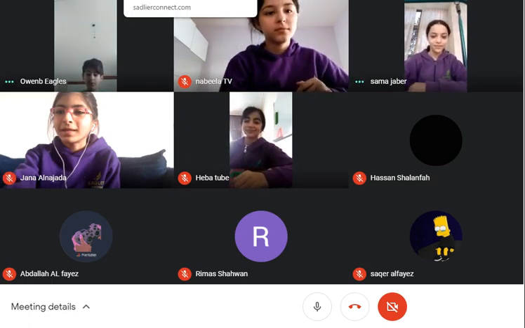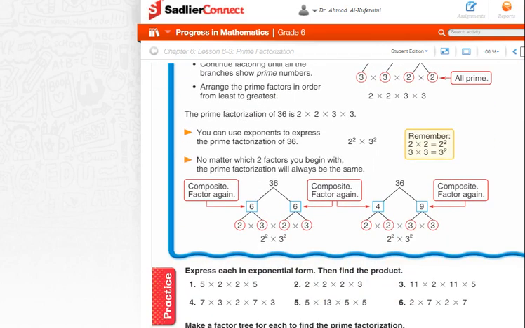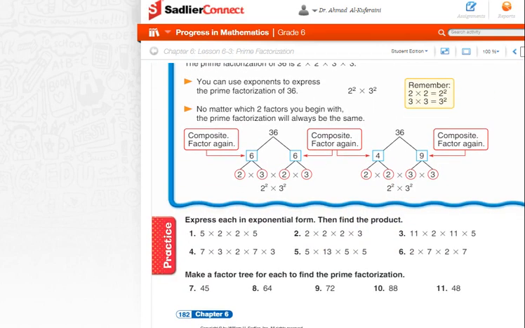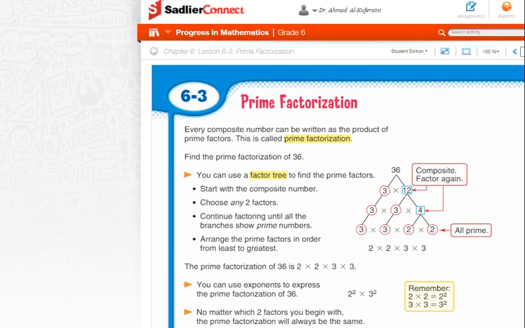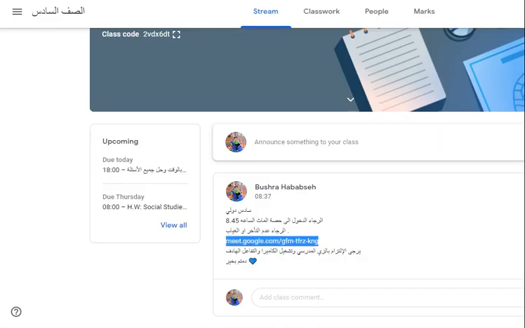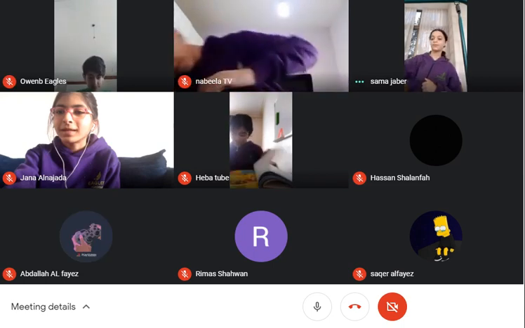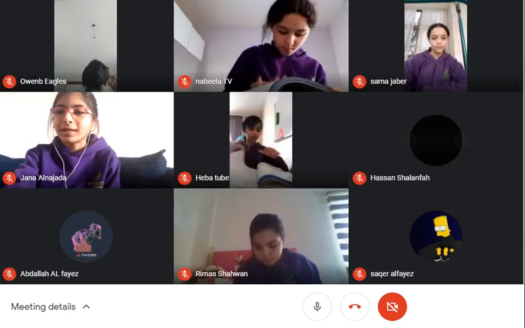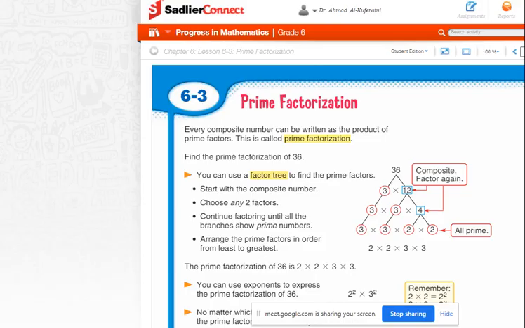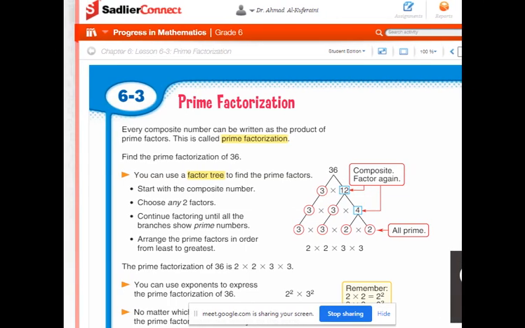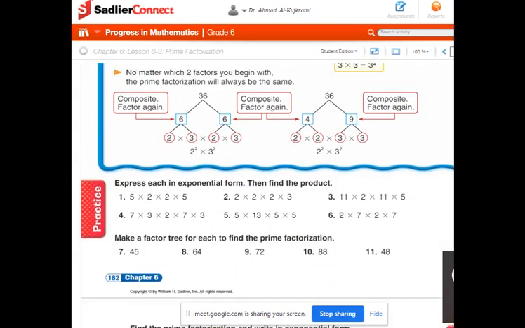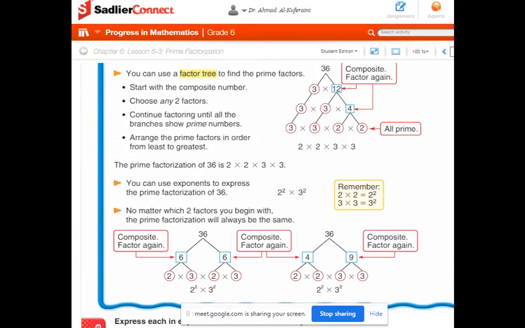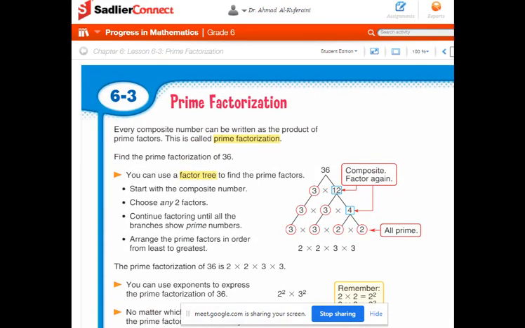Now, can you please open your textbook to page 182, prime factorization. Okay. And now I will share my screen with you. I hope you can see, okay? So this is page 182. Okay, so this is chapter 6, lesson 3, prime factorization.